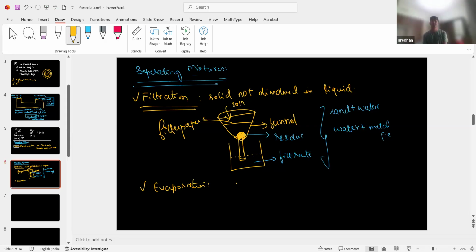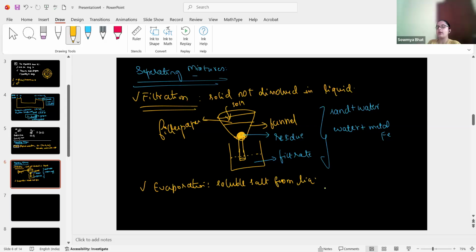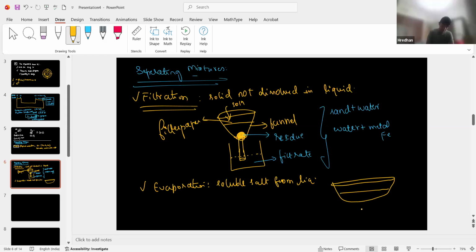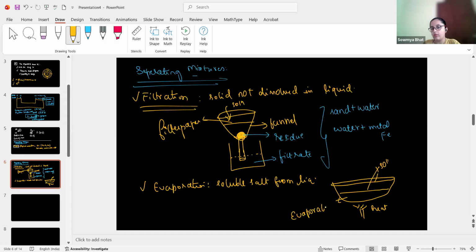Evaporation. This is to separate the soluble salt from liquid. So the substance is already soluble in water. You take an evaporating basin, you pour the solution, you heat it strongly. The liquid evaporates, leaving behind solid.